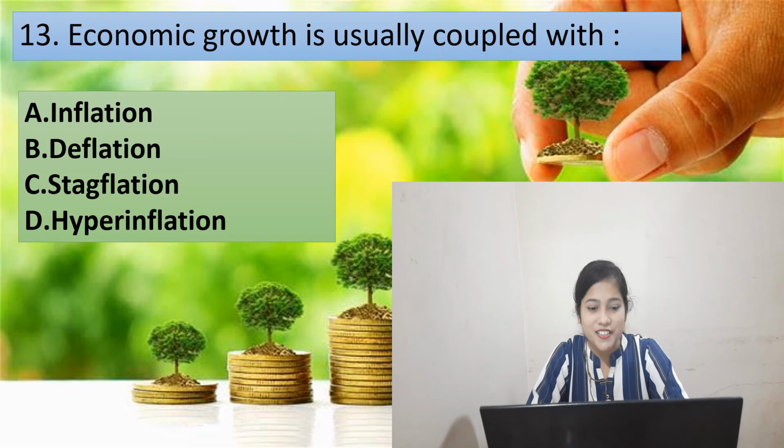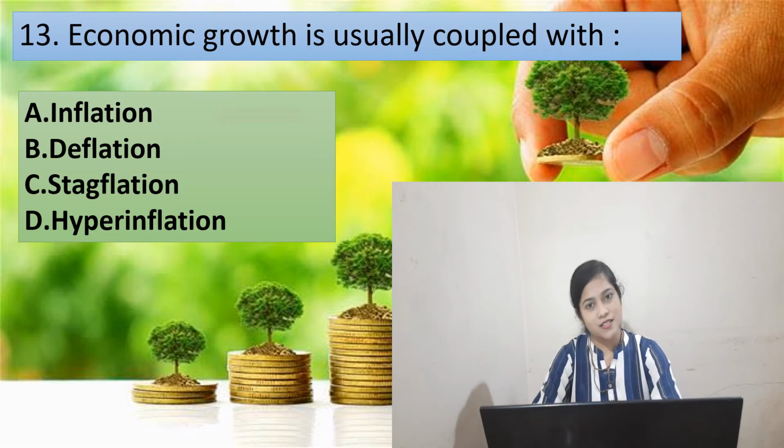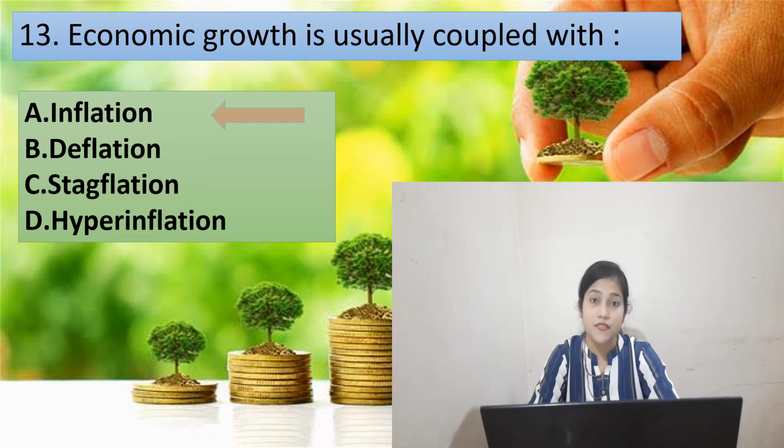So here is the question. Economic growth is usually coupled with: first option, inflation; second, deflation; third, stagflation; and fourth, hyperinflation. Well, let me tell you the answer. The answer is option A, that is inflation. Okay, option A, inflation. Why inflation?